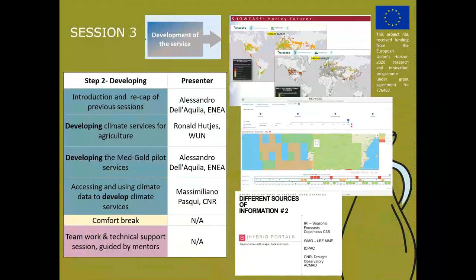And in the third session, we went to the second step of the methodological framework. It is the co-development of the service, and we had a lot of showcases of very interesting examples of climate service for the agricultural sector, some examples from the MedGold project, and an overview on how we can find and access climate data to develop climate service.